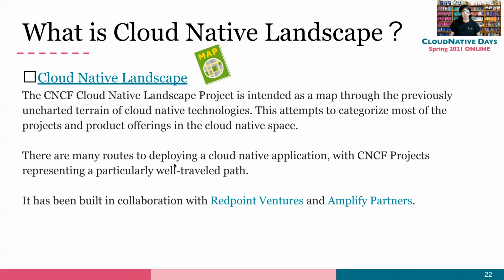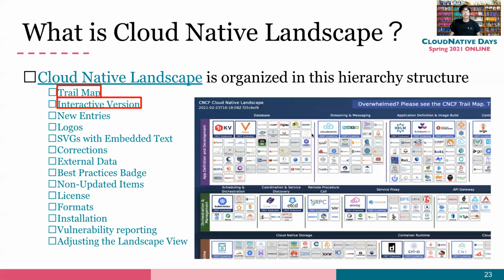Of course, if you have specific needs or requirements, you can take another way, your own original path. It's just the well-traveled path shown in this cloud native landscape. You don't need to obey or comply with this path, of course. And it has been built in collaboration with these organizations. This cloud native landscape is organized in this hierarchy structure on the GitHub page. And I will pick up two very useful and practical resources.